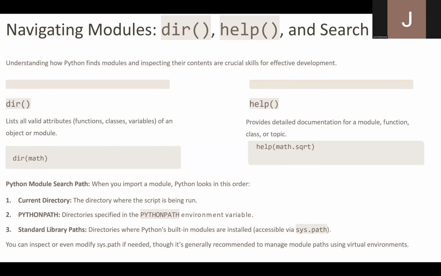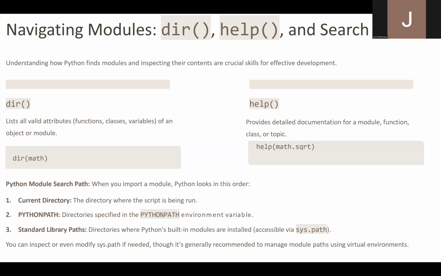Next is navigating modules. In Python, we have three navigating tools: dir, help, and search path. They help in understanding how Python finds a module, how we can find a particular module, and inspect its contents, that means what all are the contents of a particular module.